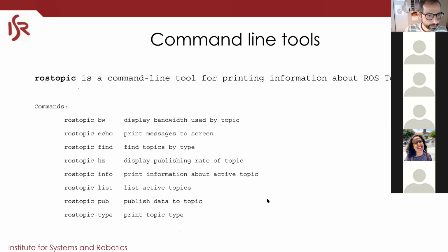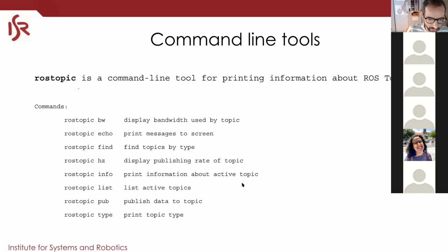rostopic is the same thing for topics. Everything about topics is here. rostopic bw will display how many bytes per second are flowing through that topic. You also have hz, which tells how many messages per second there are. This is very useful to know if the topic is alive or not, if you have 0 messages per second, or multiple messages per second. rostopic echo will print messages to the screen. rostopic find will find the topics by type, so it tells who is publishing laser data. You can do that.